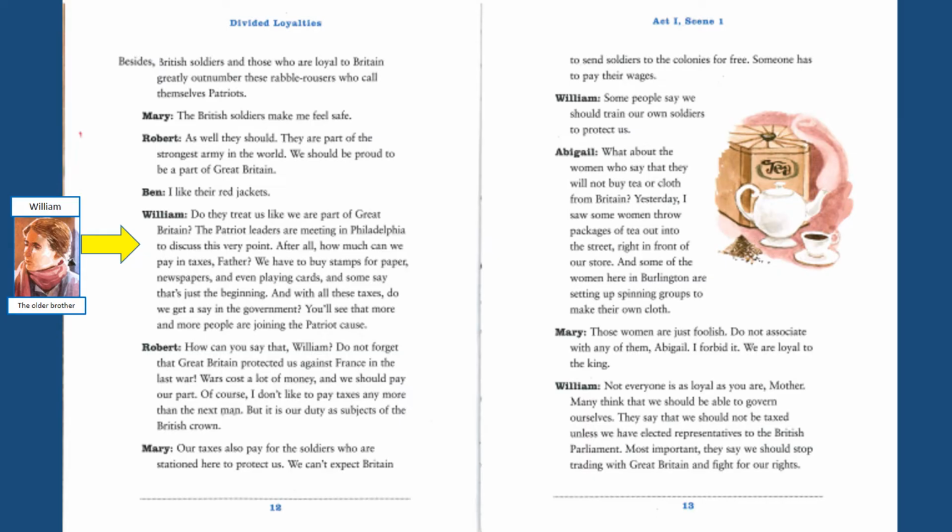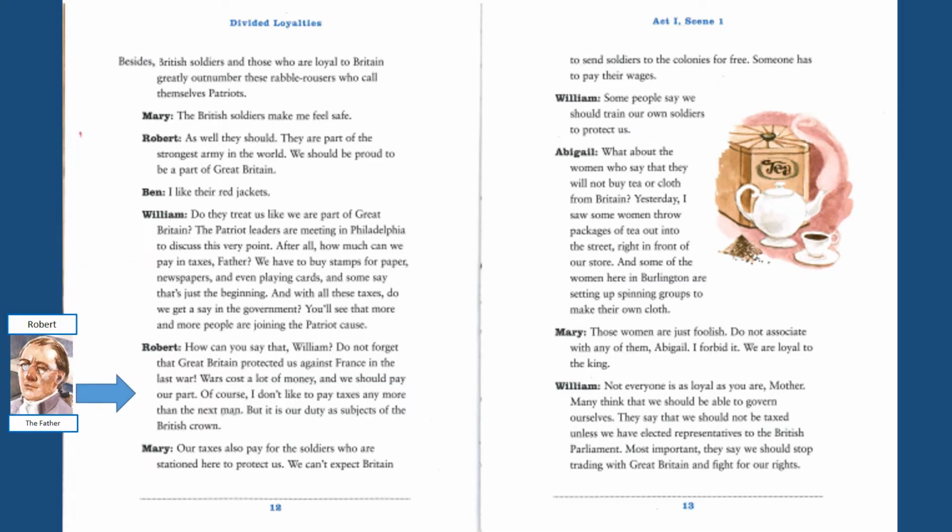After all, how much can we pay in taxes, Father? We have to buy stamps for paper, newspapers, and even playing cards. And some say that's just the beginning. And with all those taxes, do we get a say in the government? You'll see that more and more people are joining the Patriot cause.